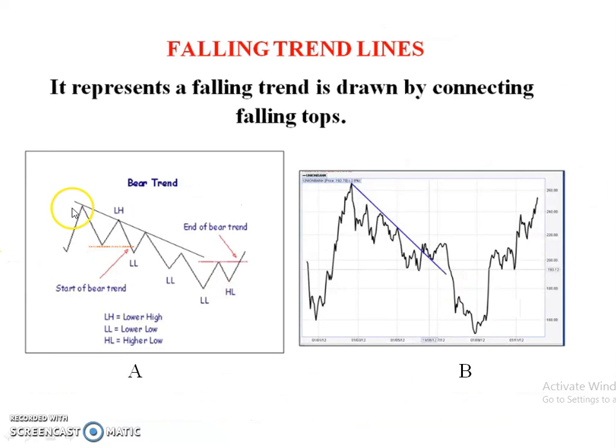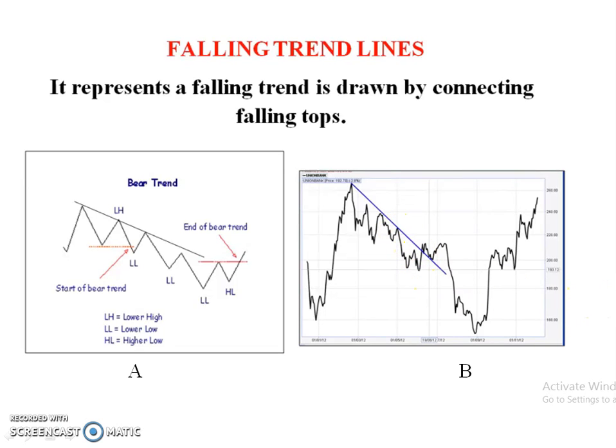The falling trend line is drawn by connecting lower tops, as shown in the sketch and the image in this slide. The number of tops touching the trend line gives an idea about the strength of the trend. The higher the number of tops touching the trend line, the higher is the strength of that downtrend.